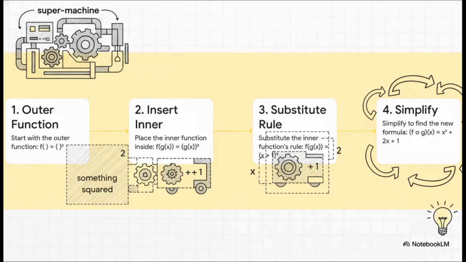So to build our new super machine, F of G of X, we start with a blueprint for the outer machine, F. And its rule is just something squared. Now, what is that something? Well, it's the entire inner machine, G, and its rule is X plus 1. So we literally just substitute X plus 1 into those parentheses. When we expand that out, FOIL it, we get our awesome new all-in-one formula, X squared plus 2X plus 1.